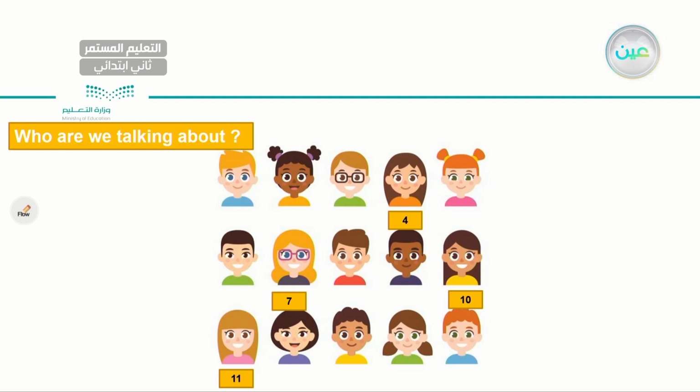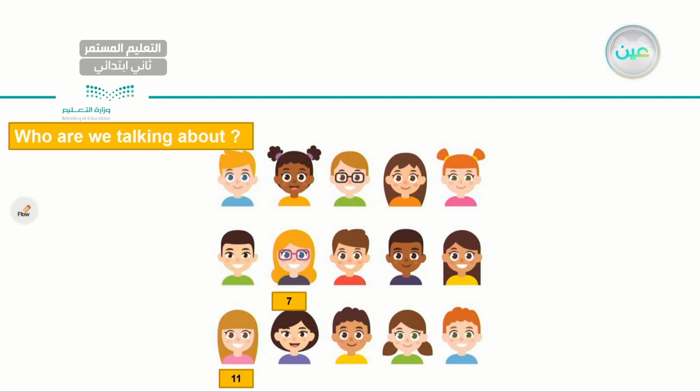Now, the girl that I have in my mind has got blonde hair. Not brown, not black, blonde hair. Who are we talking about? That will leave 4 and 10 out of the game. Very good. So, I only have 2 girls, 7 and 11. They are the only 2 girls who have long blonde hair.